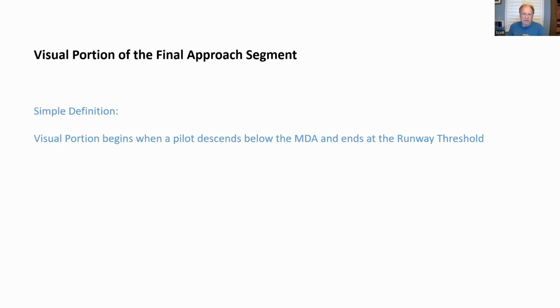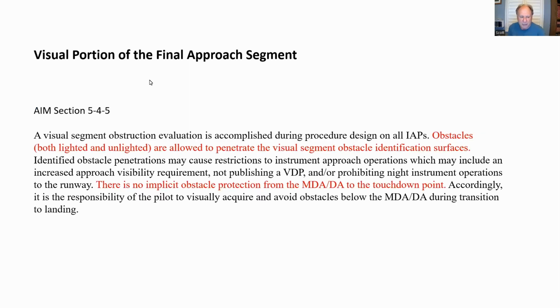So the segment of the approach we're talking about is what's called the visual portion of the final approach segment. And the simple definition of that is the visual portion begins when a pilot descends below the MDA and ends at the runway threshold. So it's that part of the approach where you're expected to fly visually. And this is from the AIM, the Aeronautical Information Manual, that talks about exactly what I just said.